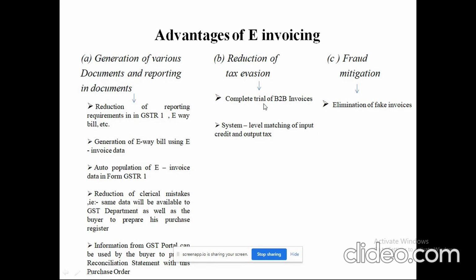Then the next one is system level matching of input tax credit and output tax. The B2B supplies will be registered in IRP. It will be available in form GSTR 1 of the supplier and form GSTR 2A or 2B of the recipient. So, while entering data in form GSTR 3B, the data entered in GSTR 3B will be matched with GSTR 2A as well as GSTR 1 from the data obtained from the invoice registration portal.